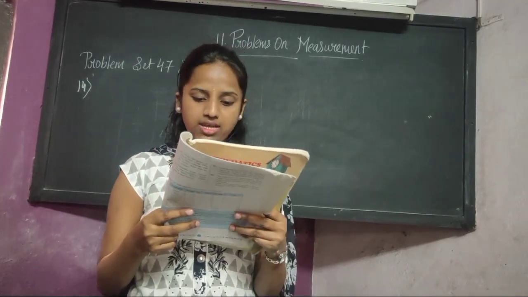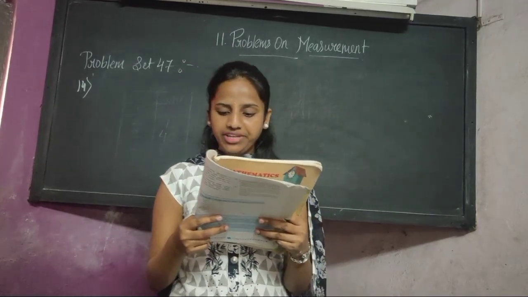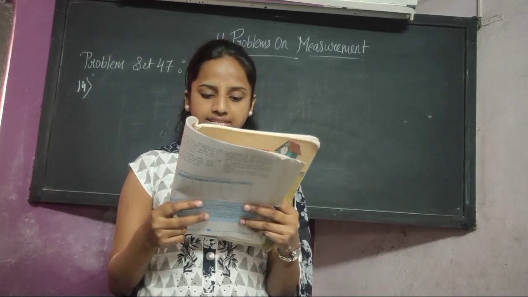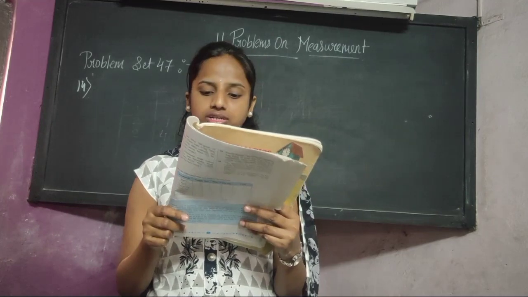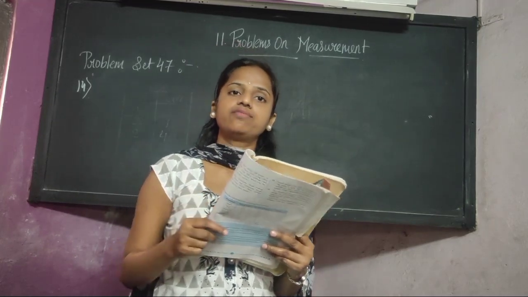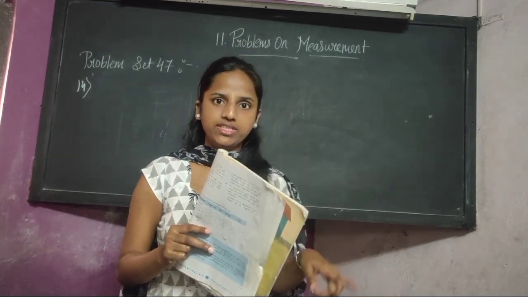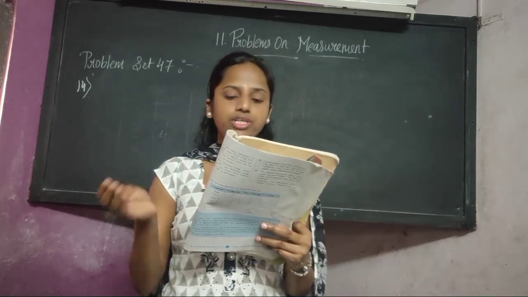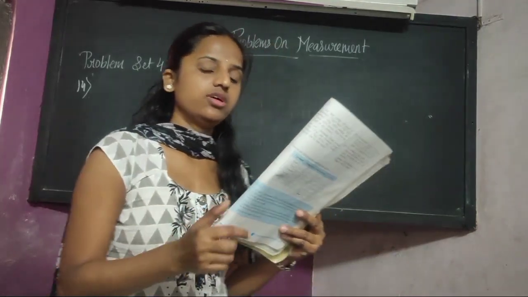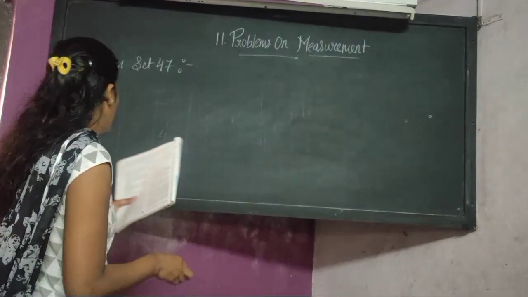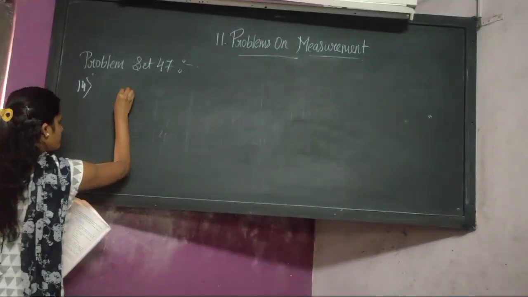Question number 40. A water tank holds 125 liter of water. If 97 liter 500 milliliter of the water is used, how much water remains in the tank? That we have to find out. The total capacity of the tank is given and the water used is also given. We have to find out the remaining water. So that means we have to do subtraction. Let's do it.